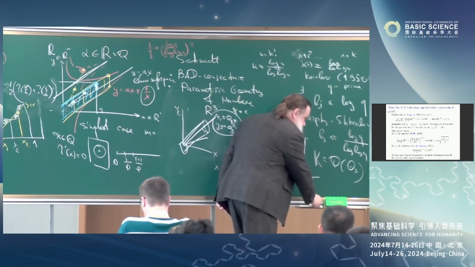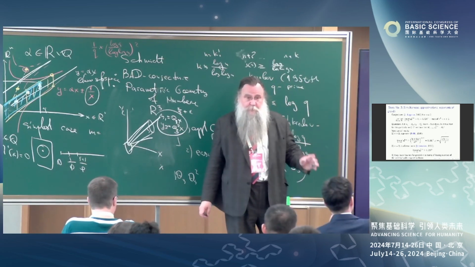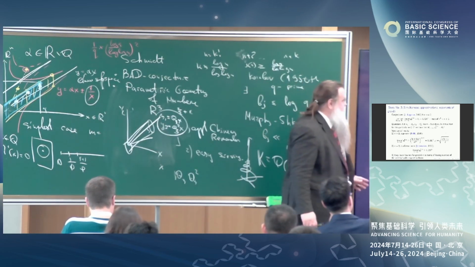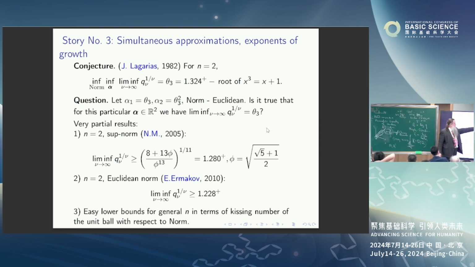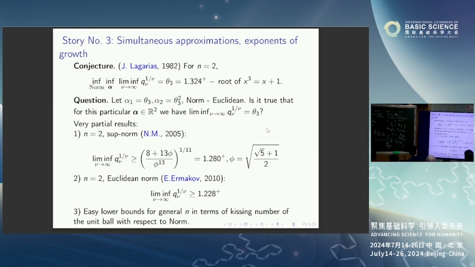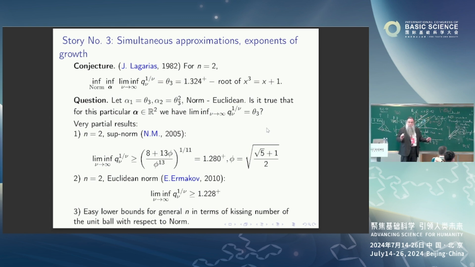Even in this case, I think a proof of the statement that the exponent of growth of best approximations is determined by this constant has never been published. Moreover, I am not completely sure that it is really so. Probably it is so, but I'm not completely sure.